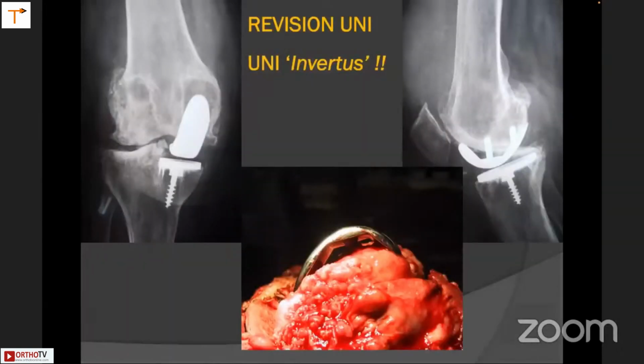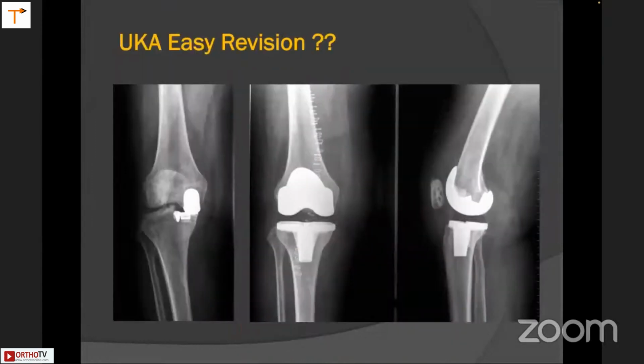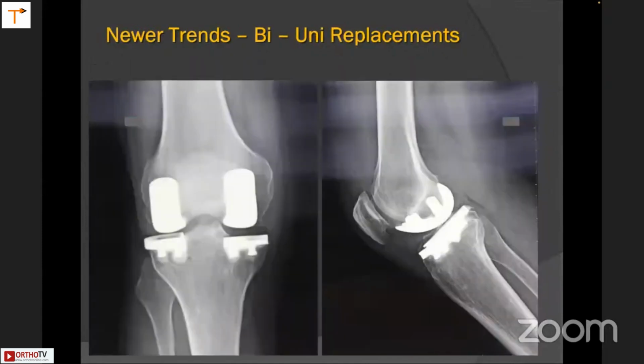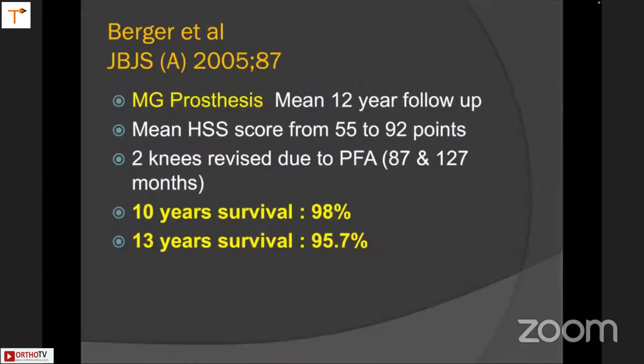And this is the mother of all surgeries, where the femur was put back to front. I call this affectionately the unus invertus. Revisions are relatively simple. You can get away with primary implants. Rarely, when there is profound bone loss on the medial side, you need to address that. We have also been doing bi-uni replacements of late, and this is an excellent alternative to a total knee replacement for the right indications. These are some of the newer trends that we have been embarking on.